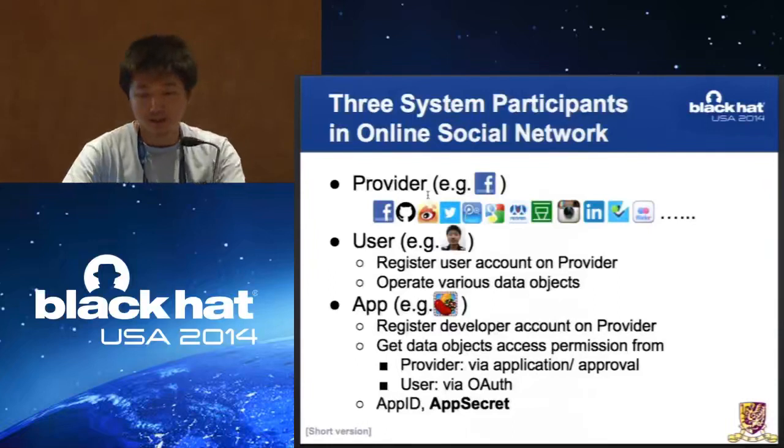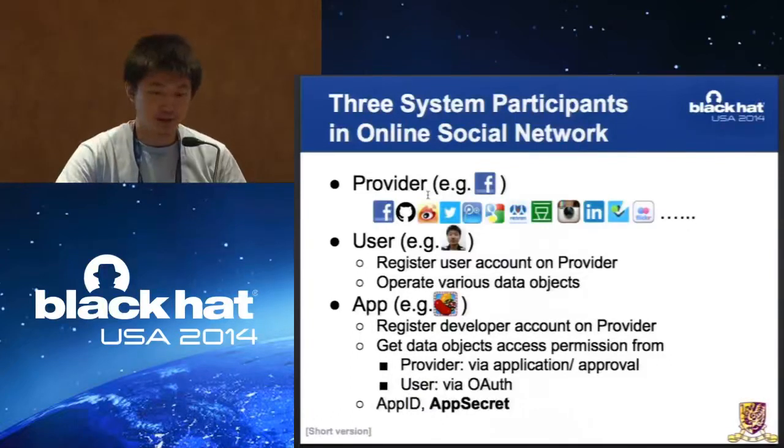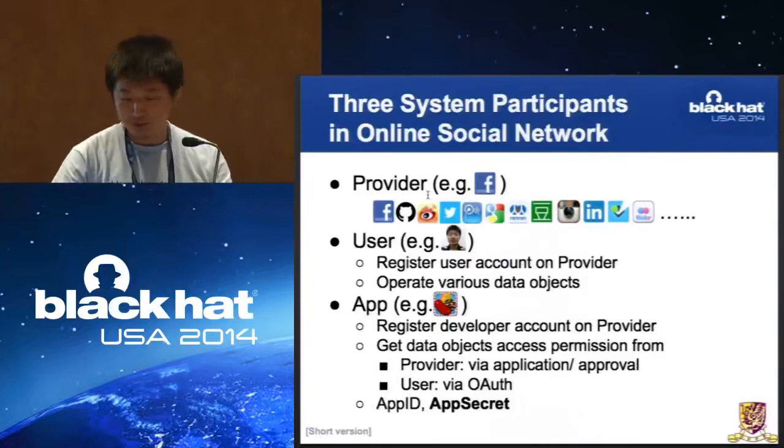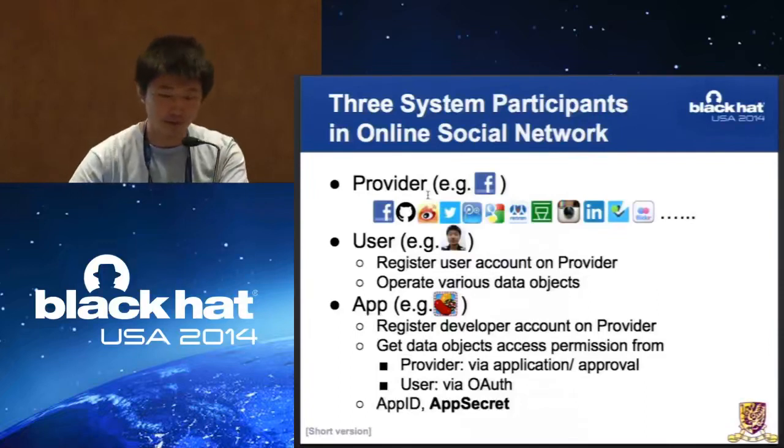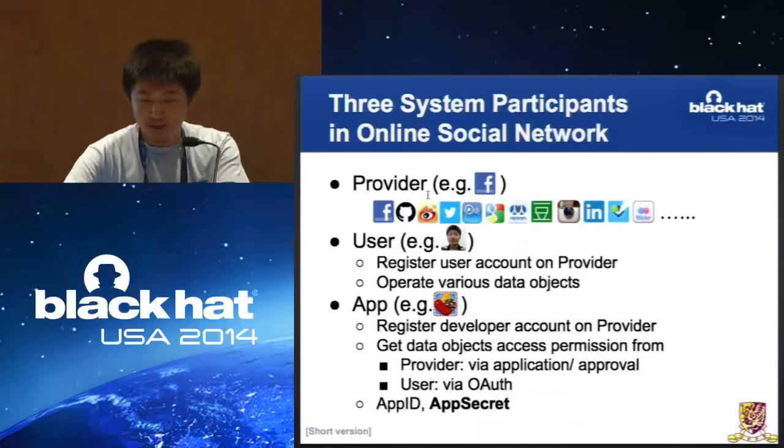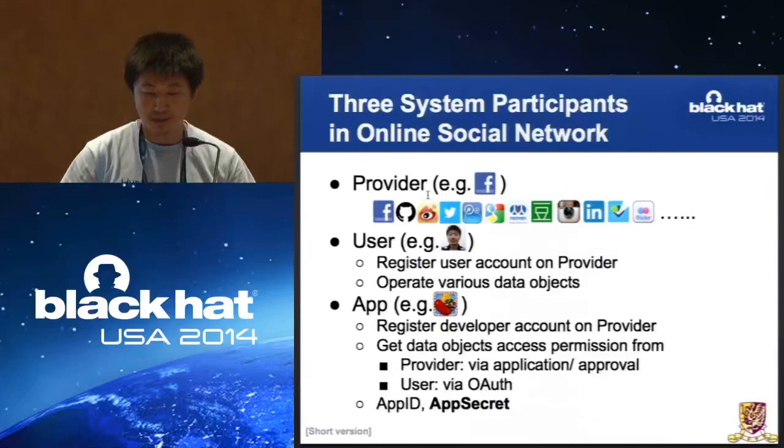There is also another type of entity called an app, for example, Candy Crush. They are web apps or mobile apps. Basically, you first need to register a developer account on those providers. Then you can get data access permissions from the provider or from the user via a certain kind of approval process or via some authorization protocols we'll detail later. OAuth is one of them. The important thing for an app is that it has an app ID and an app secret. The app ID is the identifier for the app, and the app secret is basically a shared secret between only the provider and the app.